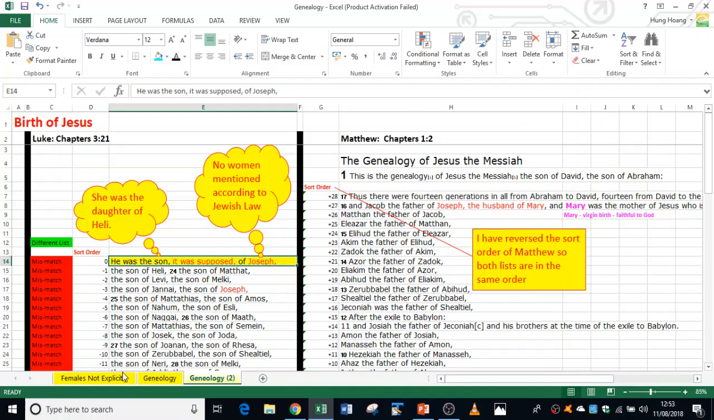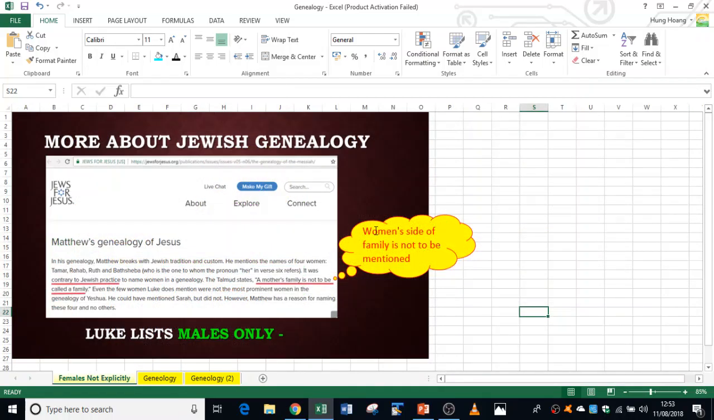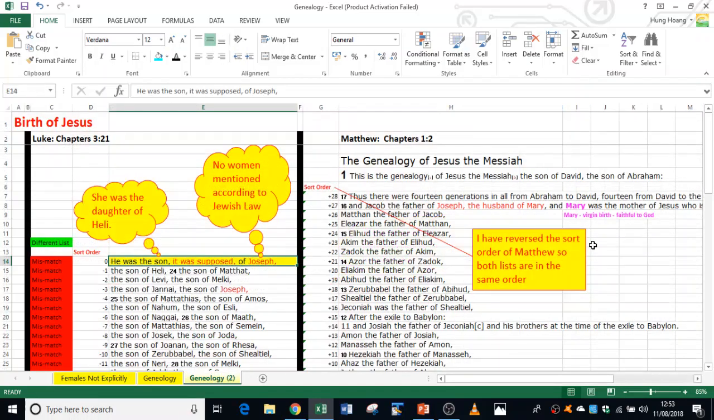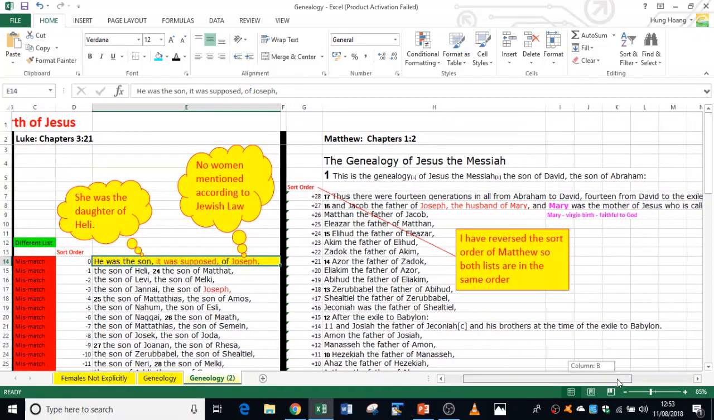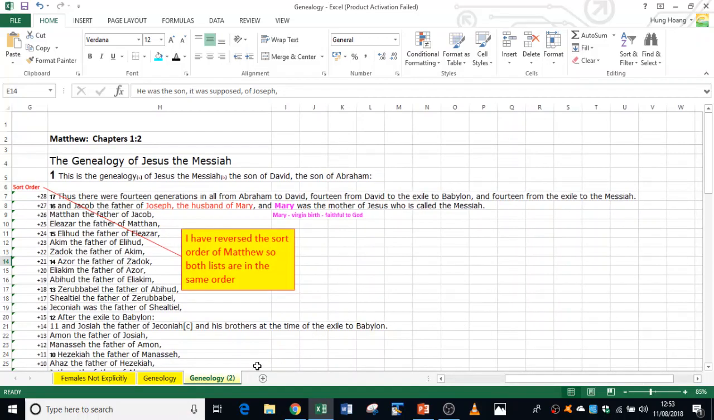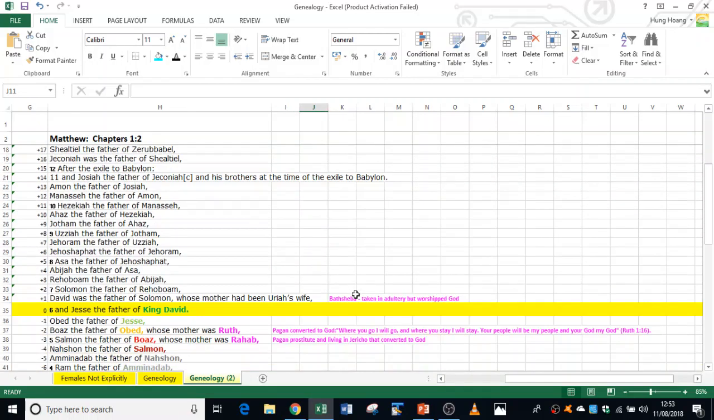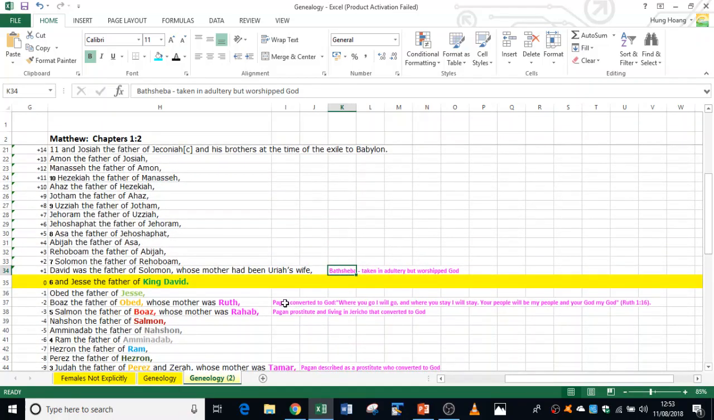Females are allowed to be mentioned. It just says here, the woman's side of the family is not to be mentioned. The side of the family, yeah. So you can include additional information. So in Matthew, it does include additional information. Includes Mary, a virgin, faithful to God. Includes Bathsheba, taken into adultery, but worshipped God and converted to Judaism.